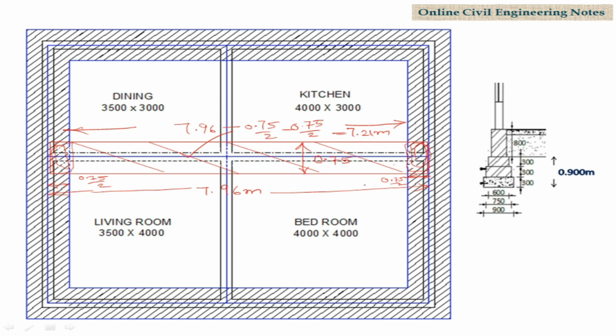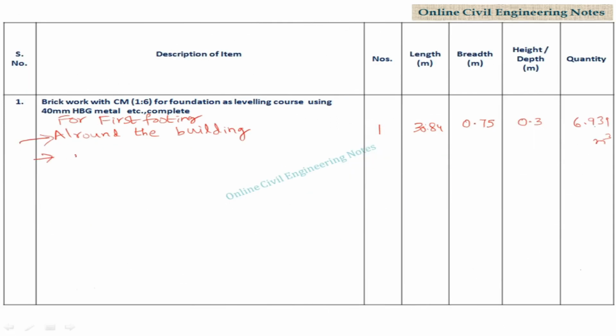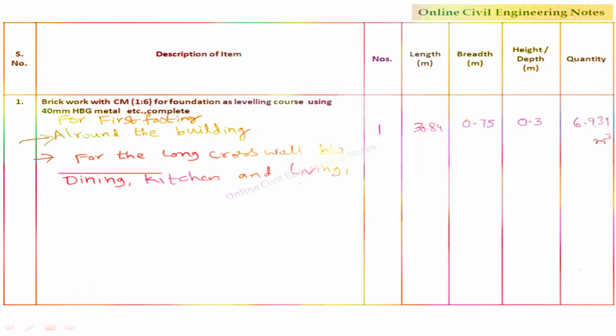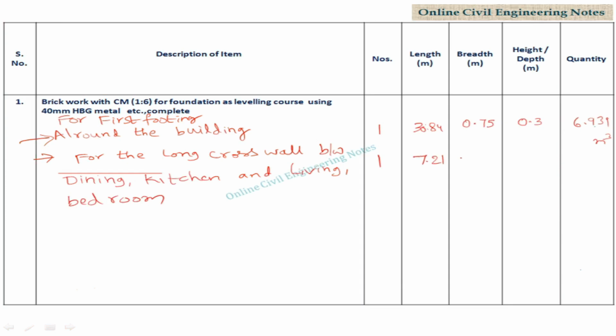Thickness is 0.3. For the long wall between dining, kitchen and living, bedroom. Number is 1. Length is 7.21. Width 0.75. Thickness 0.3. Quantity is 1.622 cubic meter.